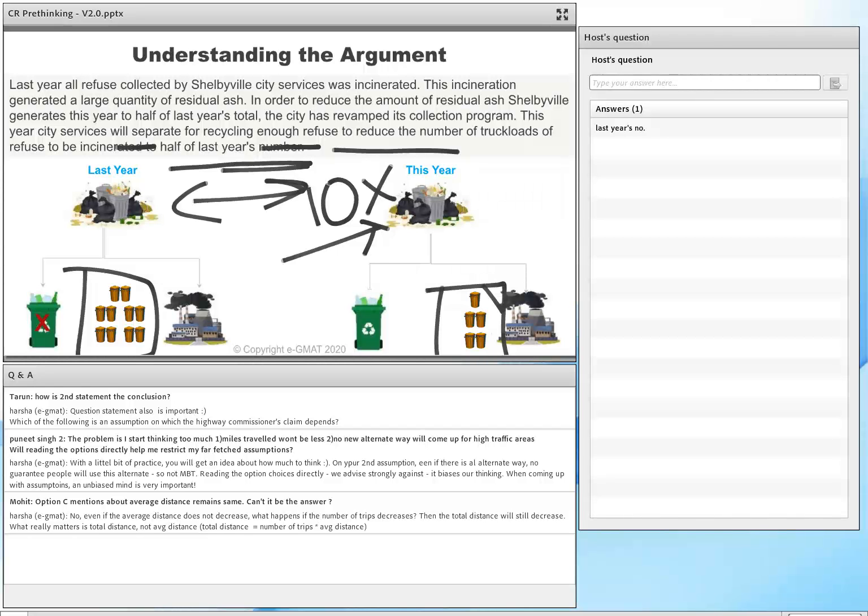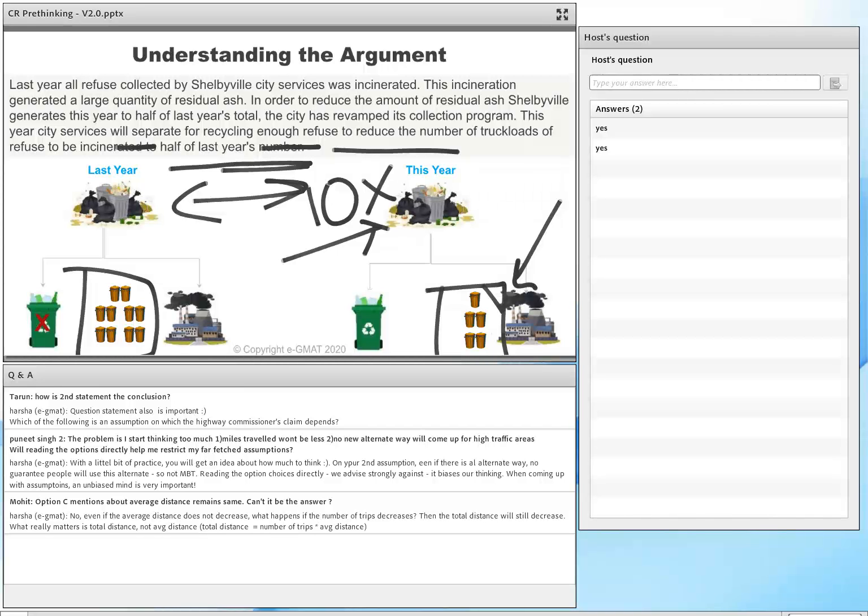Can you see this? Read that line again. This year, city services will separate for recycling enough refuse to reduce the number of truckloads to be incinerated to half of last year's number. It's a comparative statement to half of last year's number. So even if I collect 10 times as much refuse, I'm only going to get 5 trucks. That's visualization. You do that visualization, you get to the answer quickly.